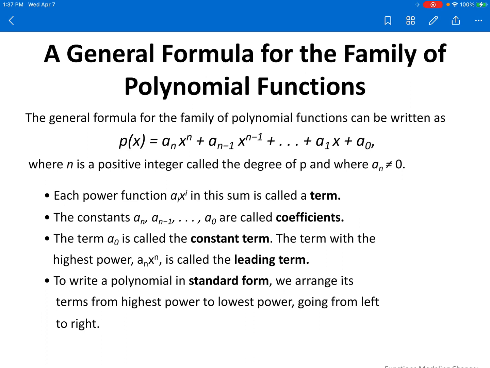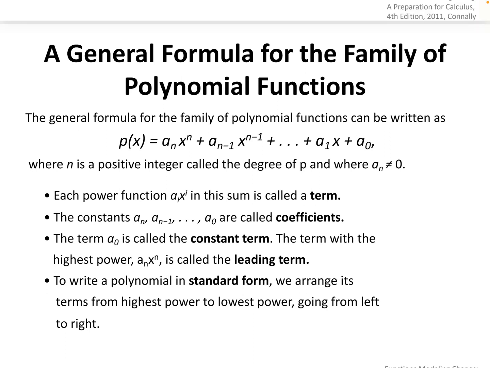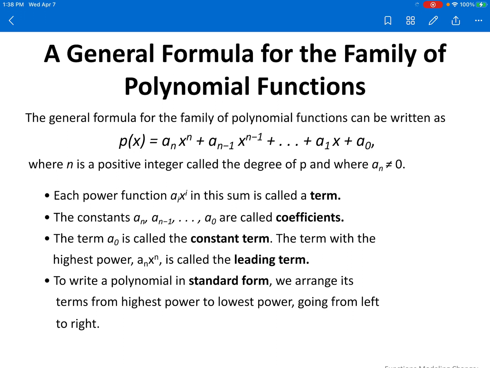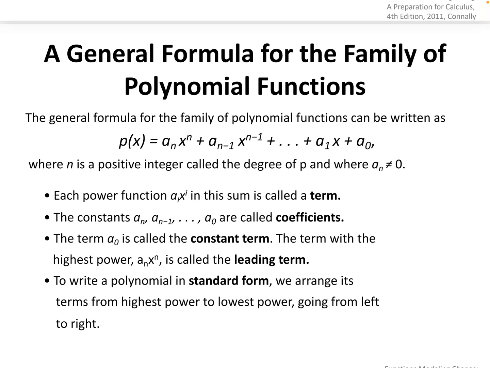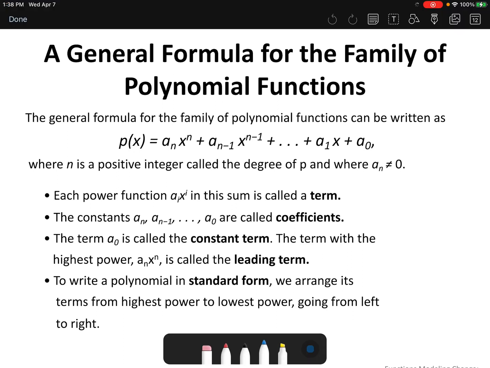So what's happening now is we are just writing this in terms of our highest degree to our lowest power. And eventually we get to the constant term. So each power function in this sum is called a term. So each of these are power functions, those are called terms.